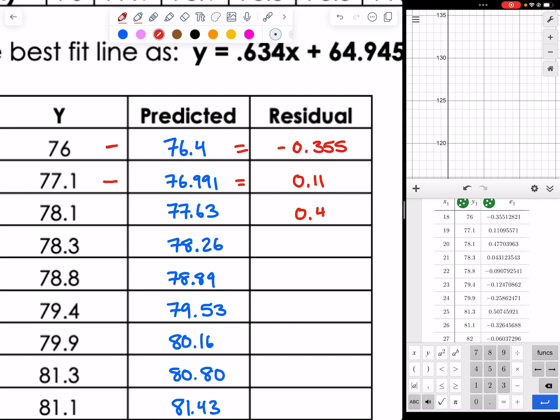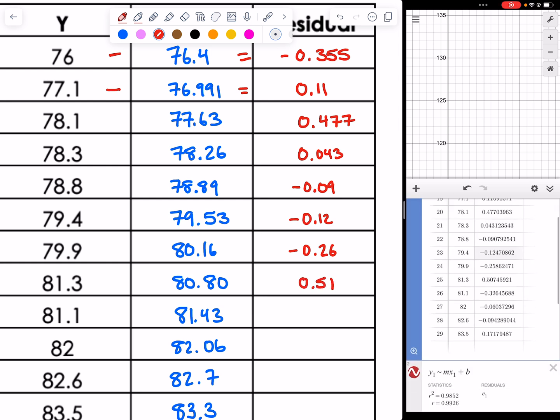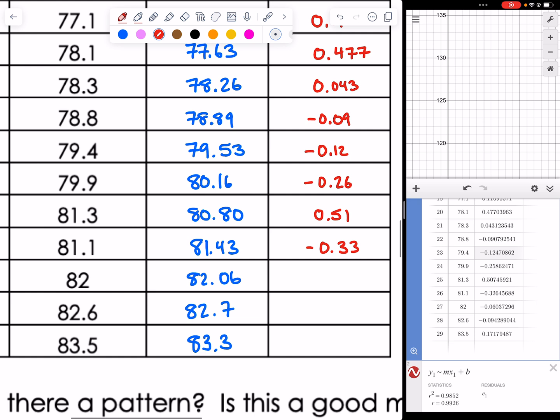So 0.477, 0.043, negative 0.09, negative 0.12, negative 0.26, 0.51, negative 0.33, negative 0.06, negative 0.09, and then 0.17 are my residual values.